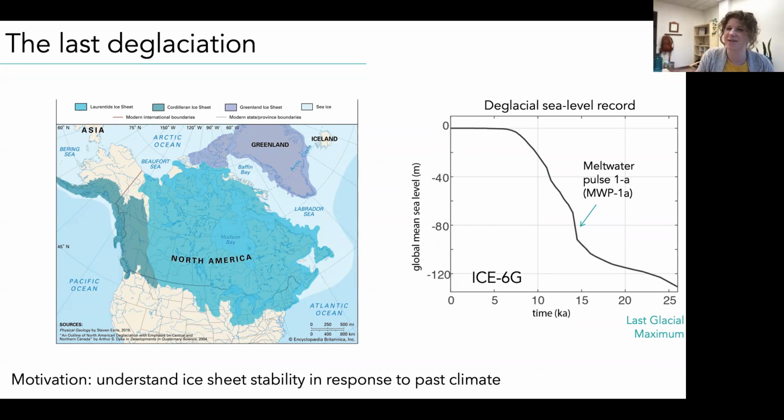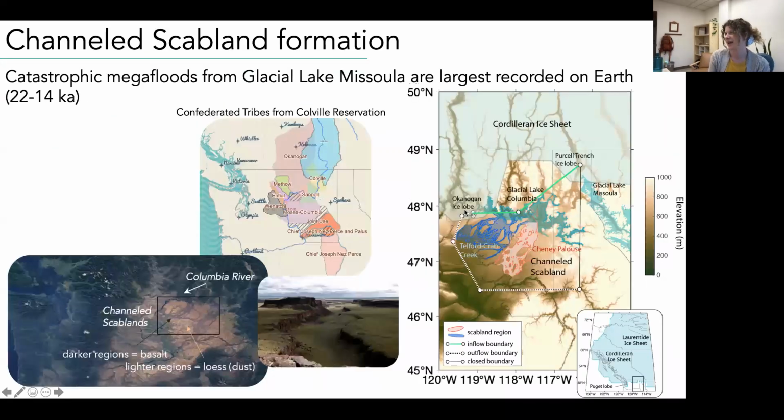And as I mentioned before, I see studying landscapes as a way to expand our tool set of how we can try to reconstruct ice sheets in the past. Okay, so I'm going to jump into the scablands.